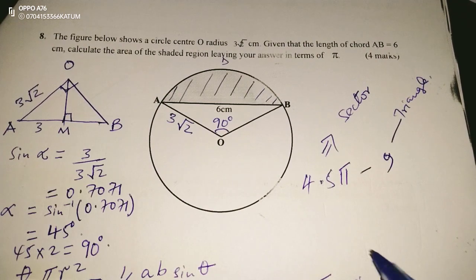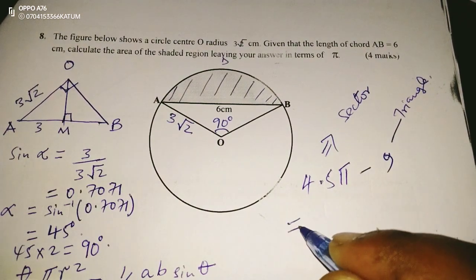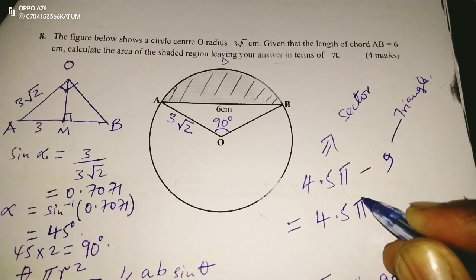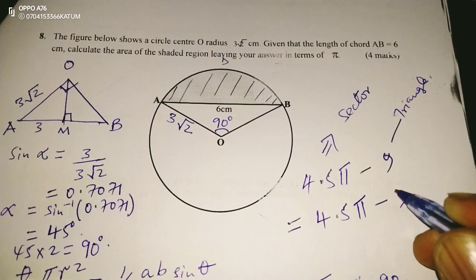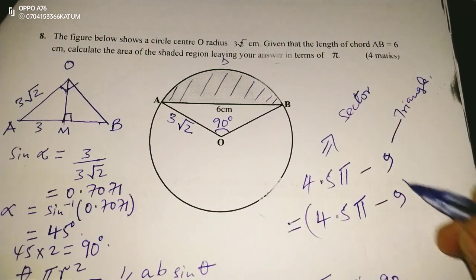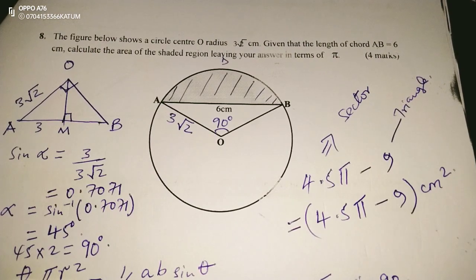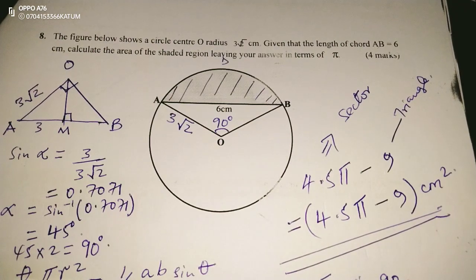So now we need to know that the final answer is going to be 4.5 pi minus 9 square centimeters. So this is going to be the final answer in terms of pi.